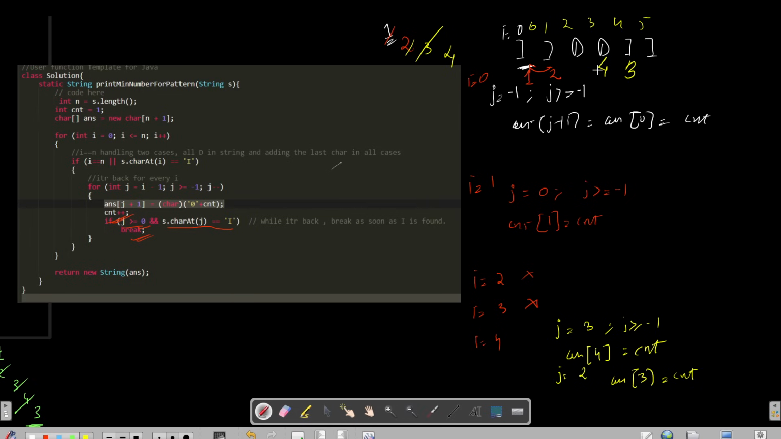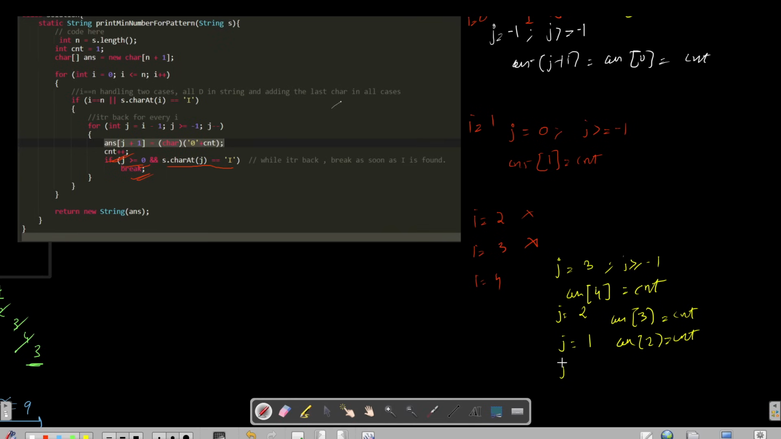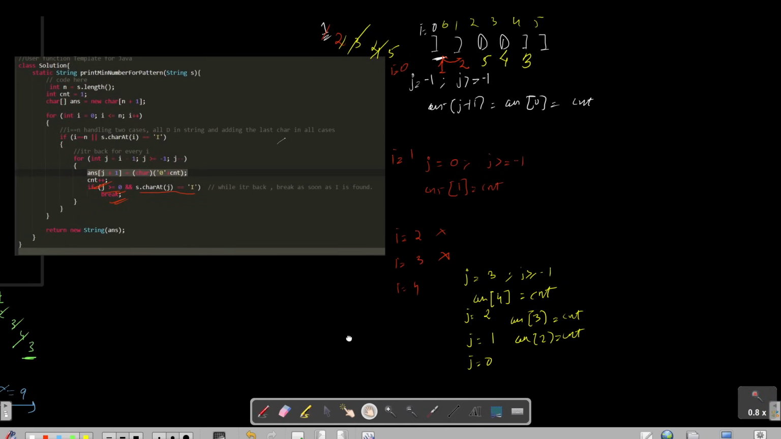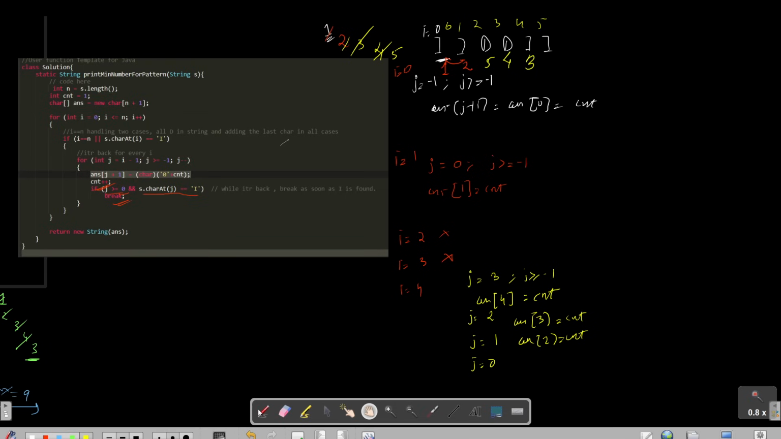And similarly, you will go one more step back for j equals 1. Your answer of 2 would be updated with count. The current count is again pointing to 5, because each and every time we are doing count plus plus, so it would be updated with 5, right? Now your last iteration will happen for j equals 0, right?